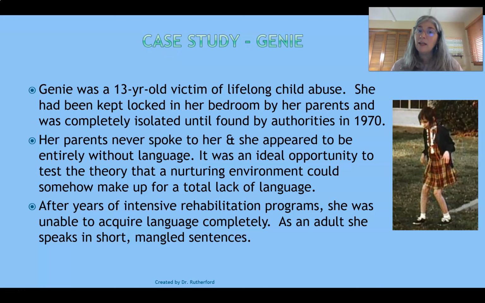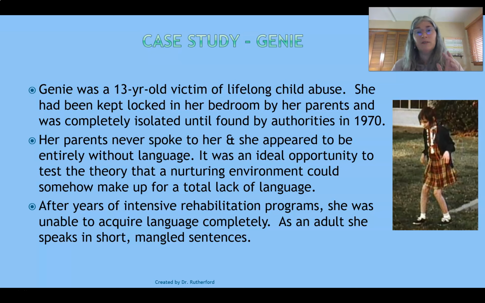She appeared at the age of 13 when they discovered her to be entirely without language. Researchers who wanted to help her also felt that this was an ideal opportunity to test the theory that if she was provided with a nurturing environment, it might make up for the previous neglect and abuse. That if they got her at 17 and provided her with a rich, nourishing environment and helped her, they could compensate for that loss.